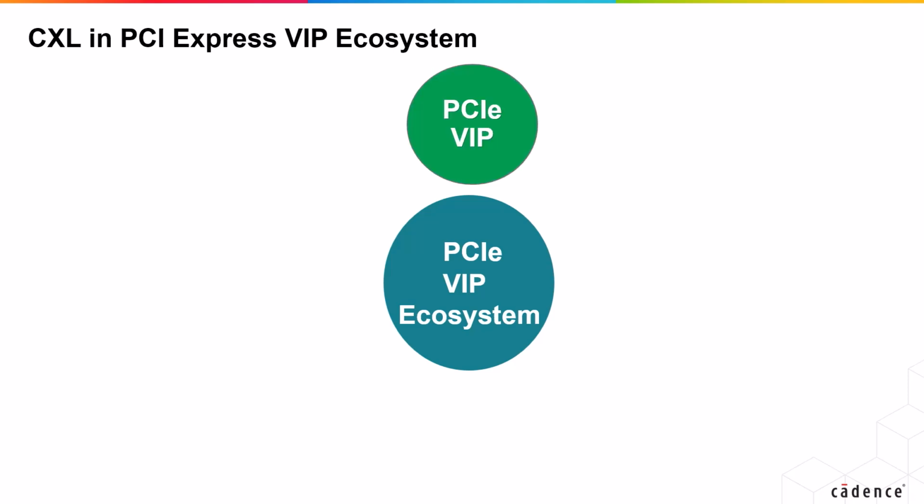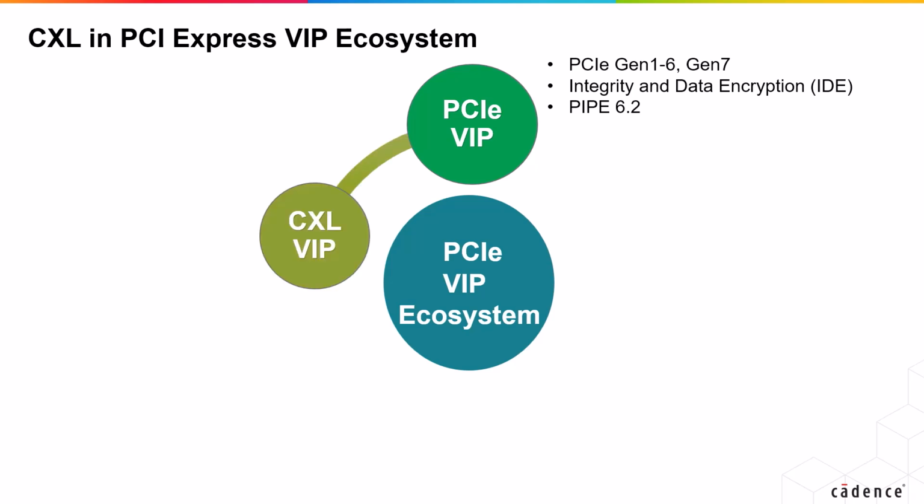Let's start with PCIe VIP, which supports PCIe generations from 1 to 7. PCIe Generation 7 has recently been released. PCIe VIP has support for PCIe Generation 7 for serial and pipe interface. Supports integrity and data encryption. The next is CXL VIP, which supports CXL 1.1, 2.0, and 3.1 versions and includes I/O, cache, and mem semantics. It also supports integrity and data encryption.